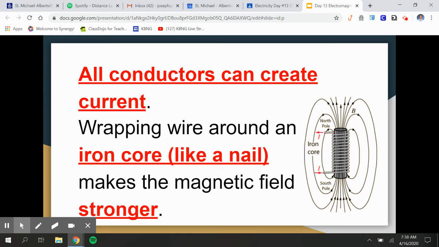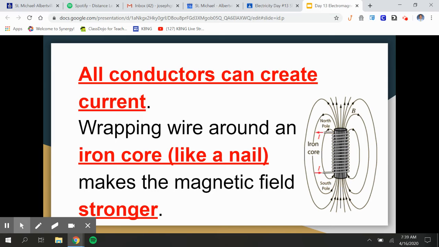So if you wrap wire around an iron core, if you take a nail, for example, and then you put a current through that wire, so you attach it to a voltage source and you get a current flowing through that wire, you're actually going to create an electric or a magnetic field. And you're going to be able to pick things up like this.